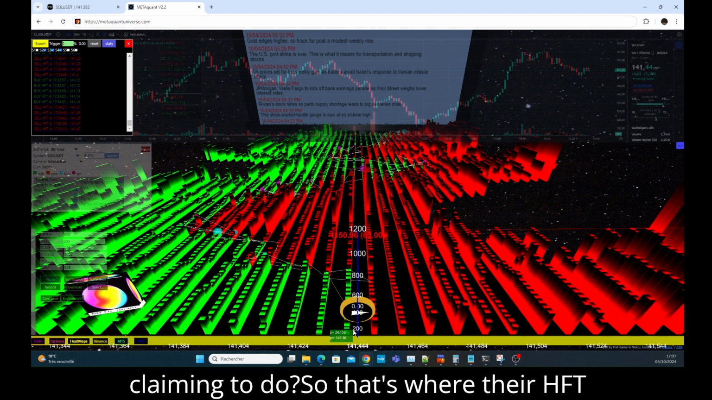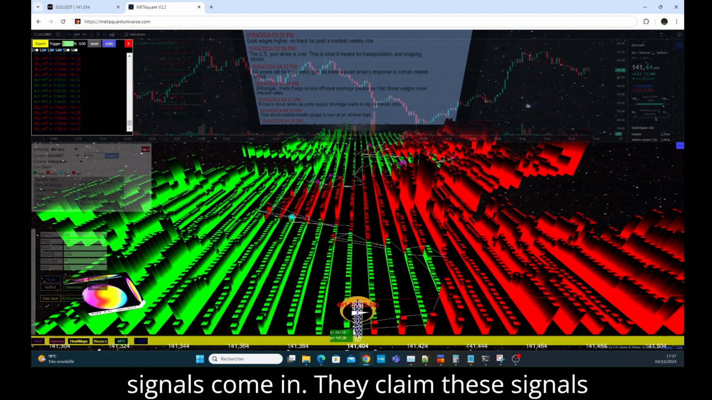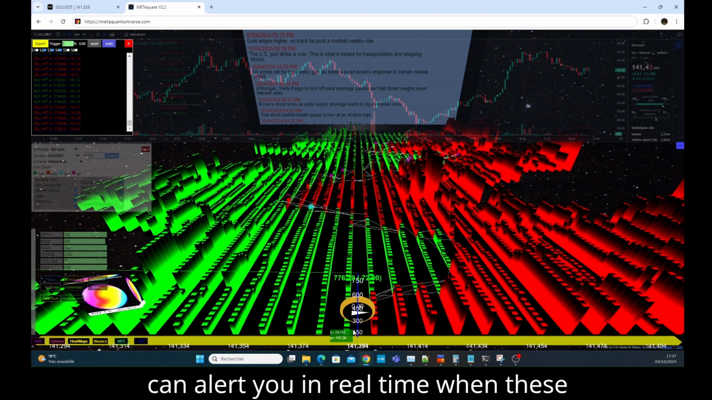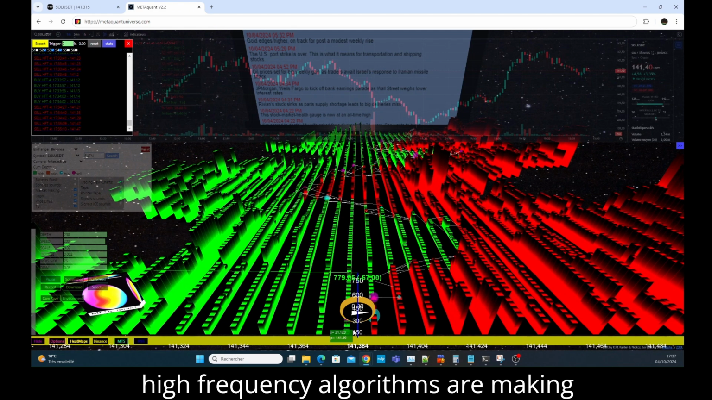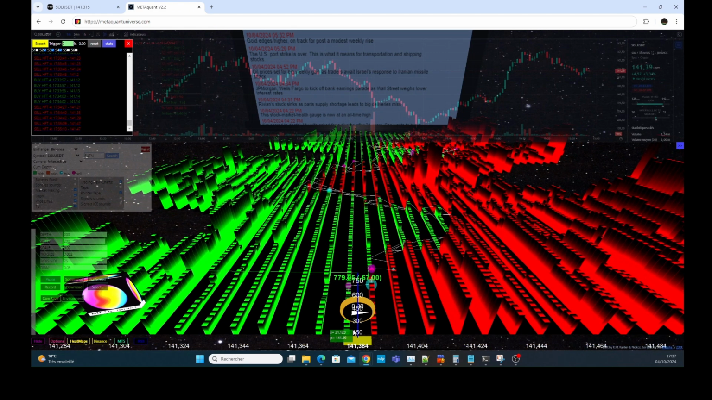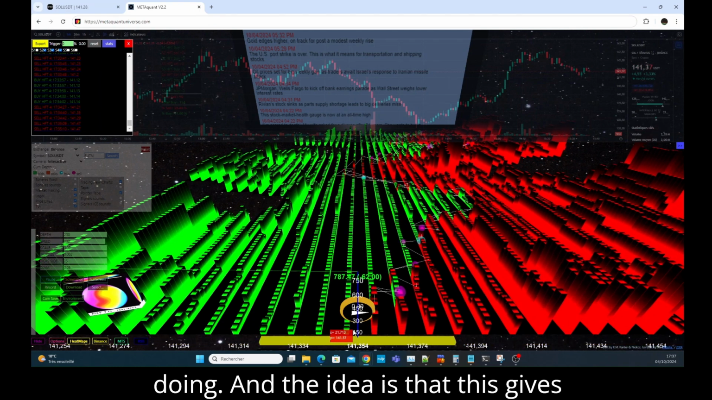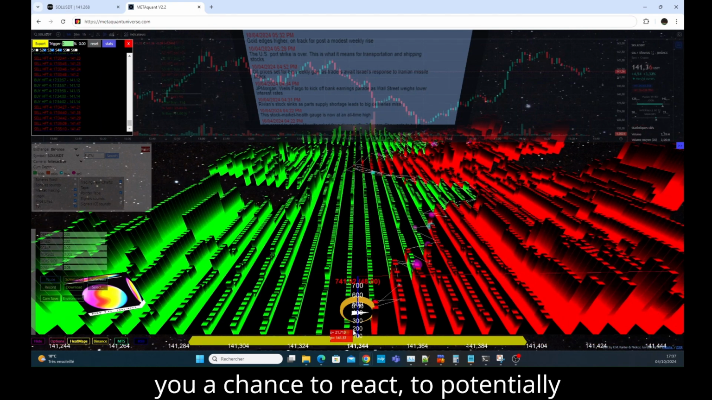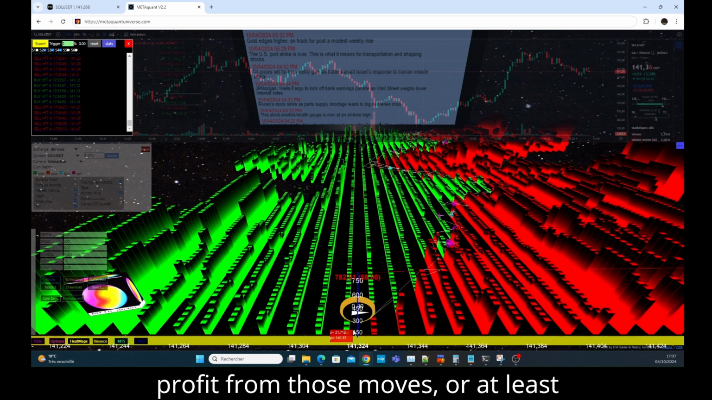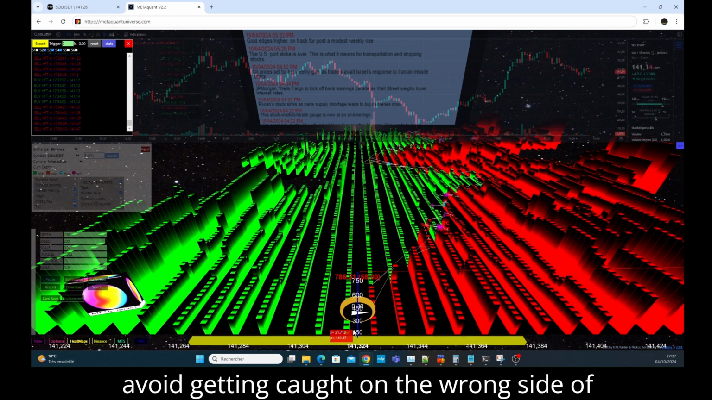So that's where their HFT signals come in. They claim these signals can alert you in real time when these high-frequency algorithms are making their moves. Oh, so it's like a heads up. Exactly. You're getting a peek behind the curtain to see what the big players are doing. And the idea is that this gives you a chance to react, to potentially profit from those moves, or at least avoid getting caught on the wrong side of them.